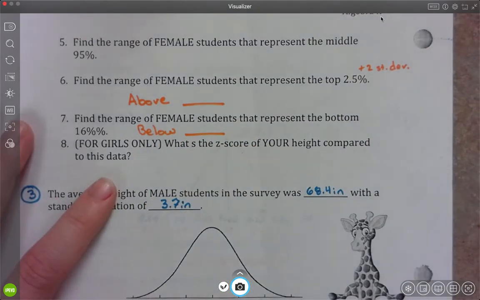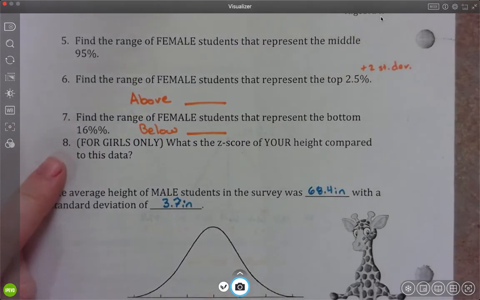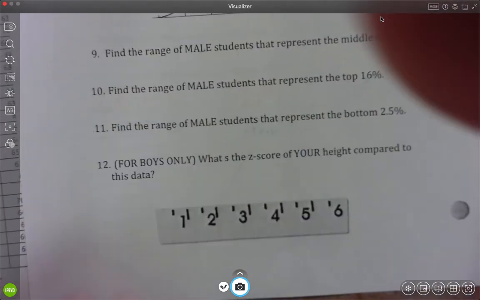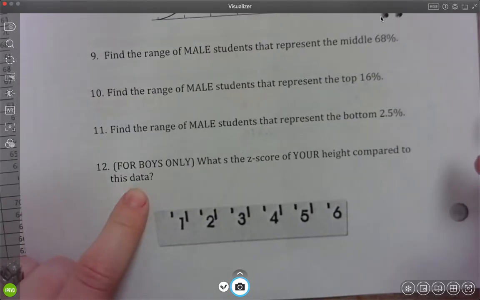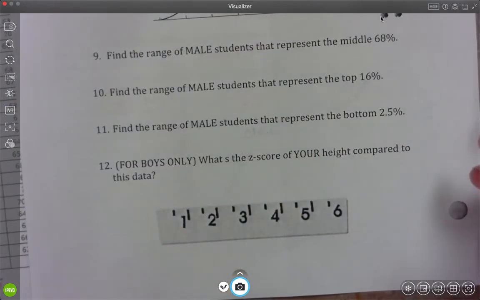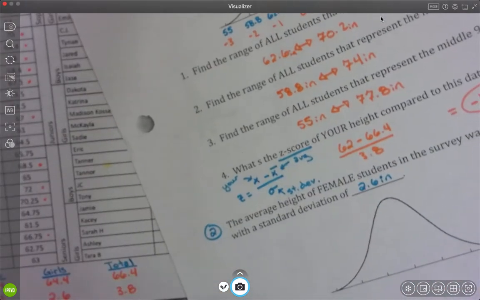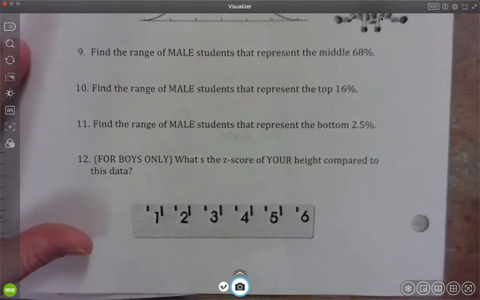Now if you are a girl, you're going to answer number 8. If you're a boy, you're not going to answer number 8 because you're not going to compare yourself to the girls. So you get a freebie if you're a boy, but then girls get a freebie for number 12. So for boys only, girls you don't have to do number 12. Boys will compare theirs to this chart here. So what I'll have you do again is go ahead and fill in this sheet and send that to me just like you did for yesterday's assignment.